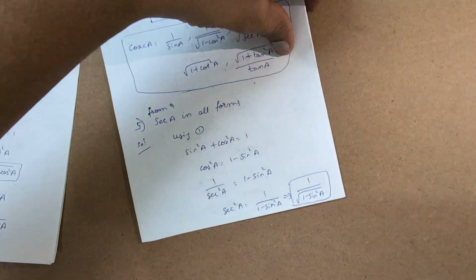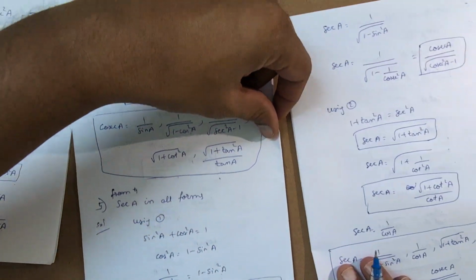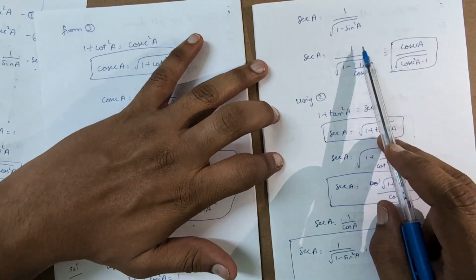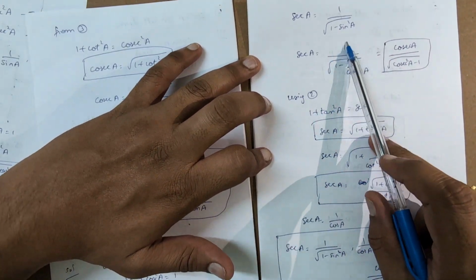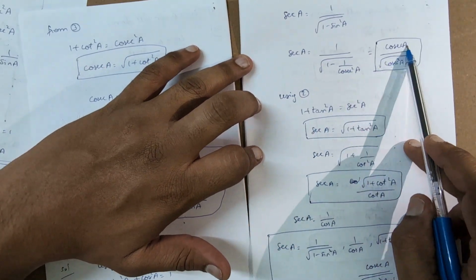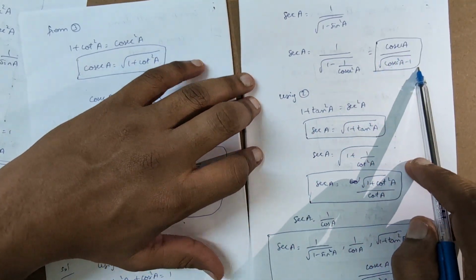So for secant, till sine is done, so let's see for others. Secant equals 1 by root of 1 minus sin square A, which I already have, so just changing sine to cosecant, that is 1 by cosecant, so 1 by root of 1 minus 1 by cosecant square A. The final answer will become cosecant A by root of cosecant square A minus 1.